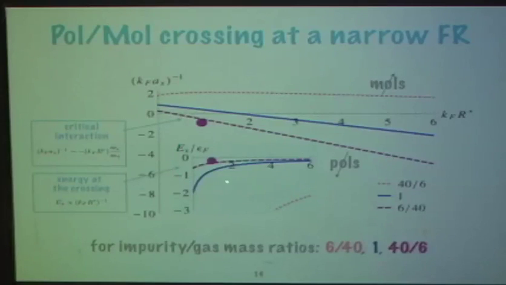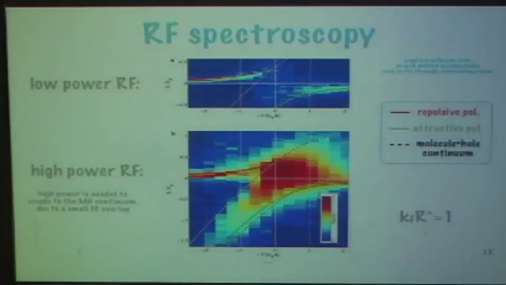The inset shows the energy of the two excitations at the crossing, and the tiny blue squares here indicate that in the limit of narrow resonances, everything again becomes perturbative and the critical interaction becomes proportional to KF R star, and the energy of the crossing to the inverse of this one. So these slides, you have already seen a big part.